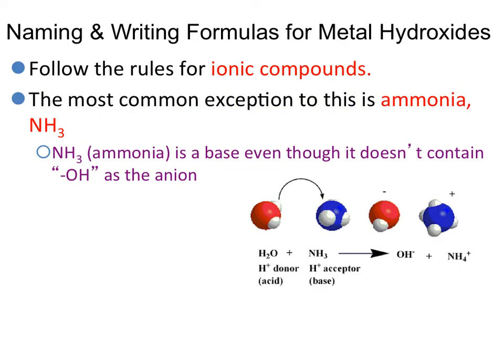To name and write formulas for metal hydroxides, which are bases, we're going to follow the rules for ionic compounds in section 2.2 and 2.3. Keep in mind that if we run across NH3, it is called ammonia. Notice that ammonia does not have the OH ion in it. So how is it classified as a base? Well, if we take a look at the picture below, you'll notice that when it is dissolved in water, it actually takes a hydrogen from water and leaves OH ions behind. That's what classifies ammonia as a base, the presence of those hydroxide ions in the solution.